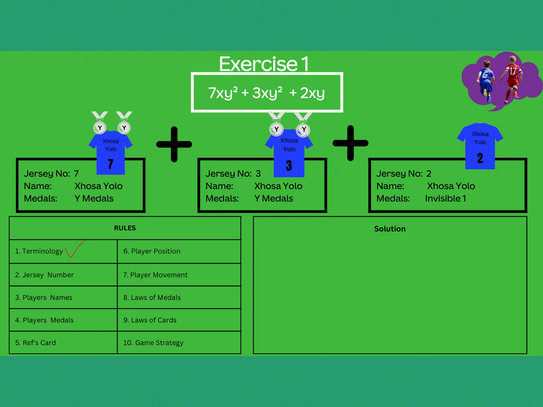Then we move to rule number 2, jersey numbers. We have jersey number 7, jersey number 3, jersey number 2. These come from the expression here at the top.